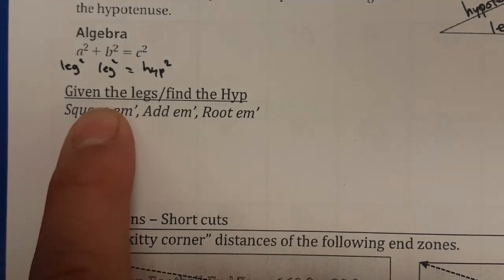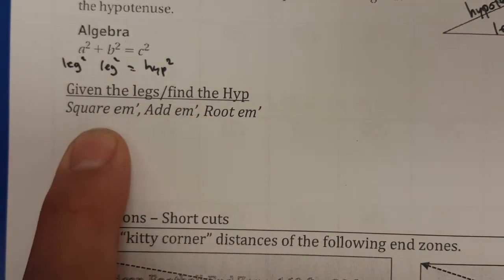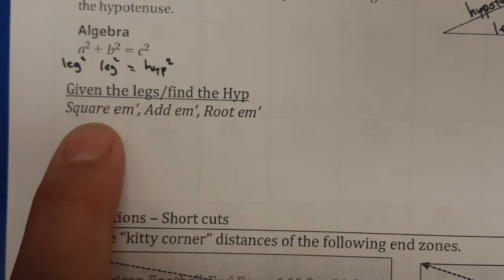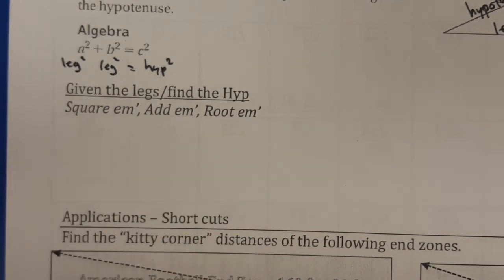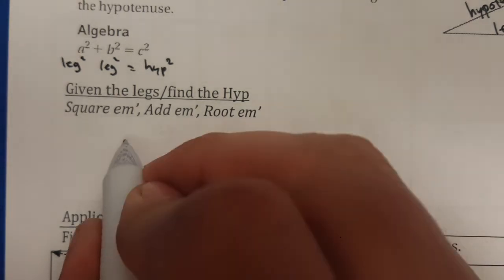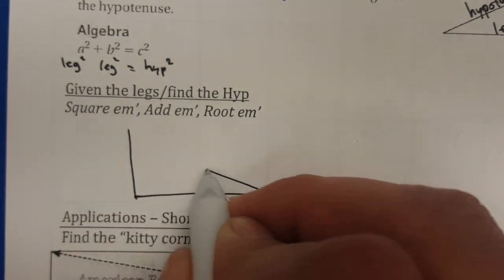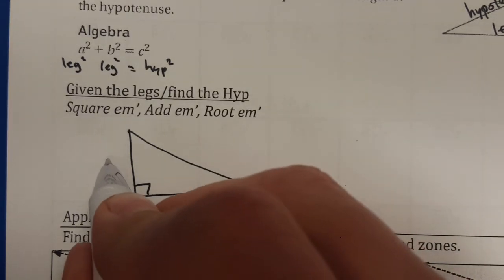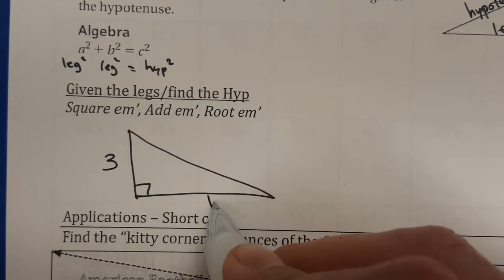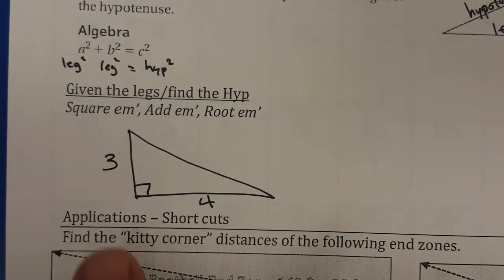So if you're given the legs, you need to find the hypotenuse. Here's kind of the shortcut. You take the legs, you square them, you add them, and then you root them. It's my little saying here, but I'll show you how it works. I'm going to sketch one here from scratch. Let's say we have a leg of 3 and a leg of 4.